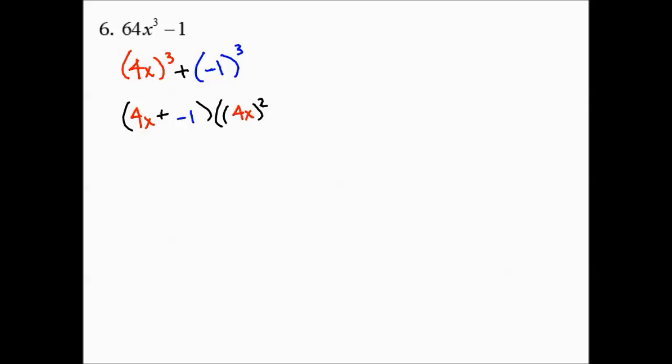Let's look at one more example of factoring difference of perfect cubes. So here, 64x cubed is 4x cubed. Then negative 1 is the same thing as negative 1 cubed. So if I plug 4x in for A and negative 1 in for B, I have 4x plus negative 1 times 4x squared minus 4x times negative 1 plus negative 1 squared.